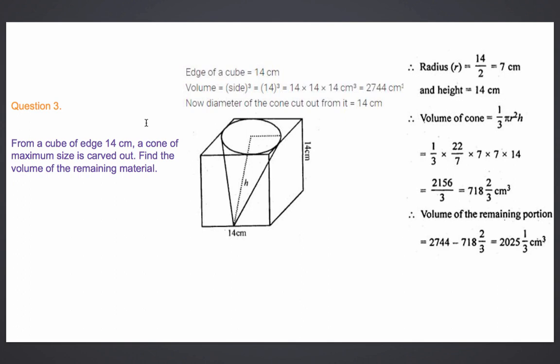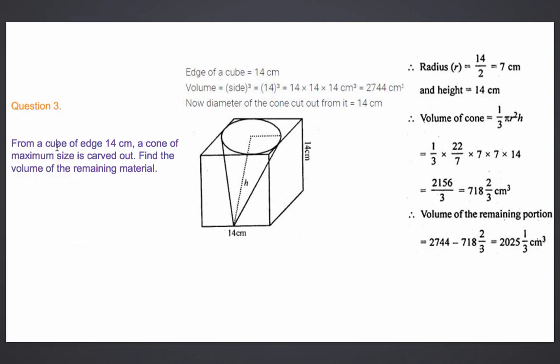Pay attention, students. From a cube of edge 14 centimeter, a cone of maximum size is carved out. Find the volume of the remaining material. See, remaining, left. If you remember, in junior classes, since 5th class, when word problems basically start, remaining, left, what do we do? We subtract. So the same concept from here: remaining means subtraction is to be done. But what is to be subtracted from what? That needs to be seen here in this higher class.